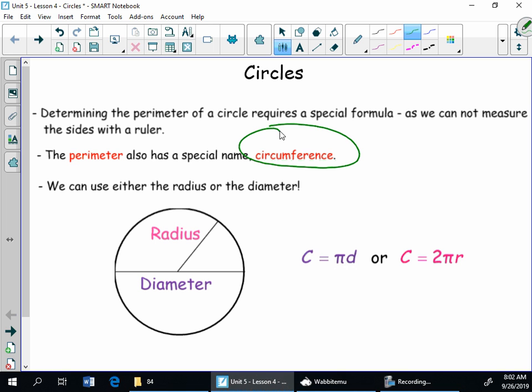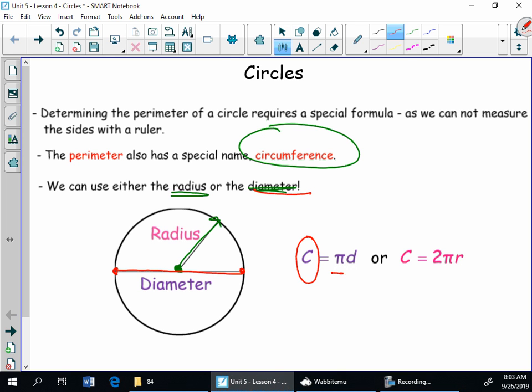When you use this formula, you actually have two different choices. It depends on if you want to use the radius, which is halfway across the circle, so from the center out, it's called the radius, or do you want to use your diameter? Your diameter measures the distance all the way across the circle. So if I went from one edge all the way through the middle to the other side, we call that our diameter. Here's our formulas.